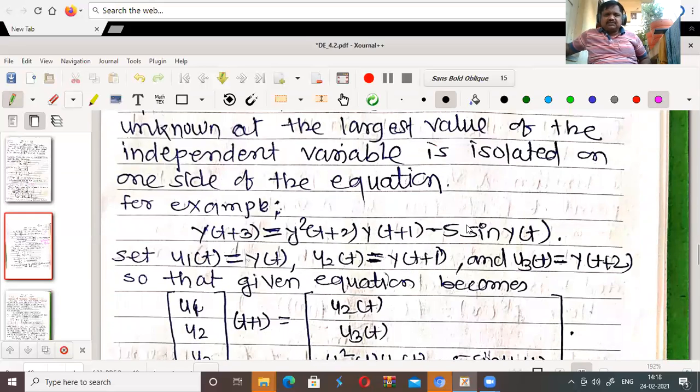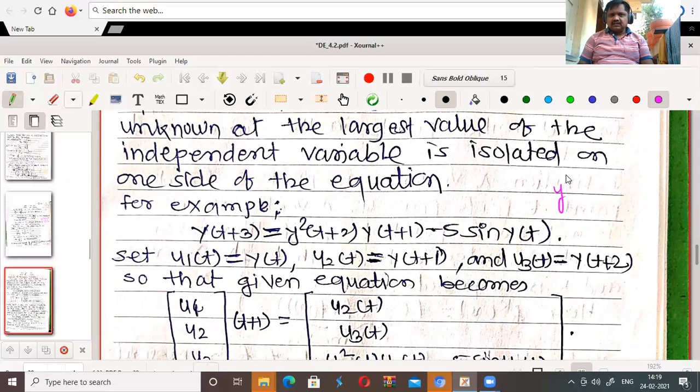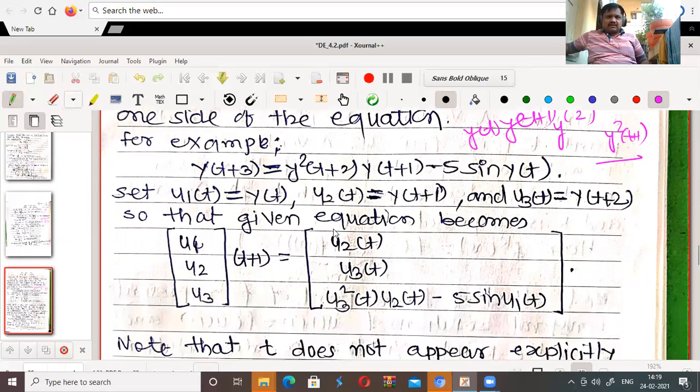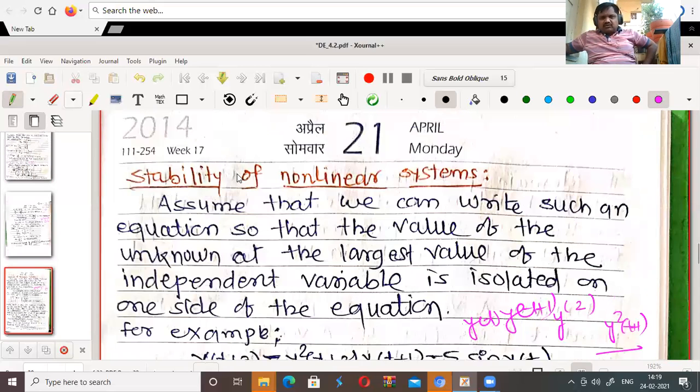So nonlinear system means what? The equation which is nonlinear. Nonlinear means we must get a power of 2 other than 1. That is y square t plus 1, terms containing this type, or y t into y t plus 1. An equation with terms of this type is called nonlinearity. Okay. So we have to go for stability of nonlinear system.